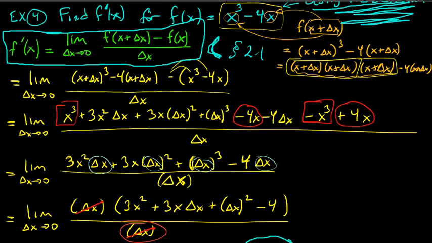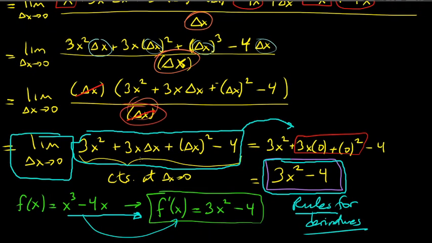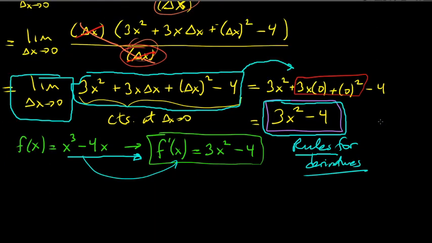You cannot plug in 0 at the beginning because it's in the denominator, and you know you cannot divide by 0. So you have to go through this algebra, cancel the delta x's eventually. That comes at the very end. And then you can plug in 0 to take the limits. Okay, so I hope that helps.